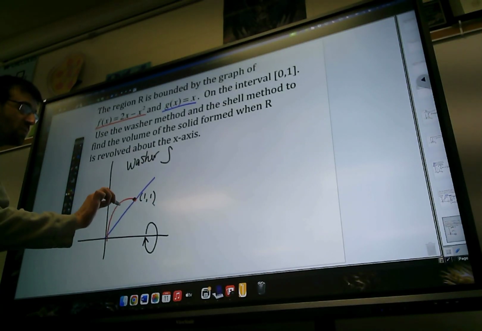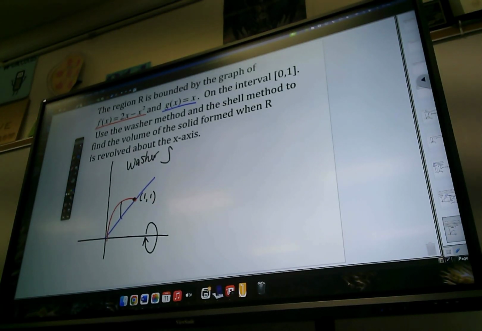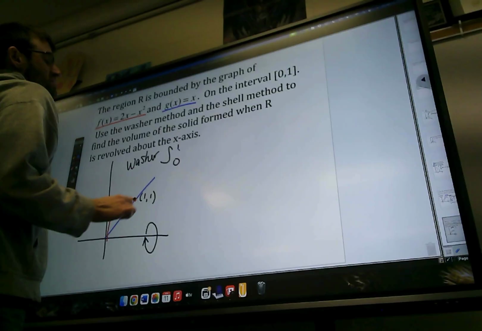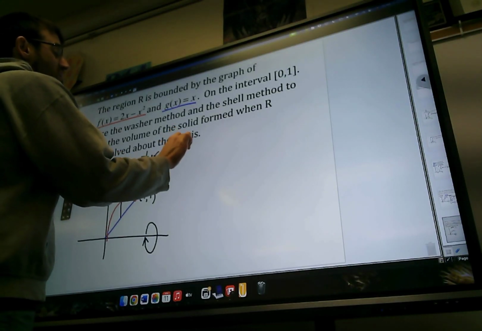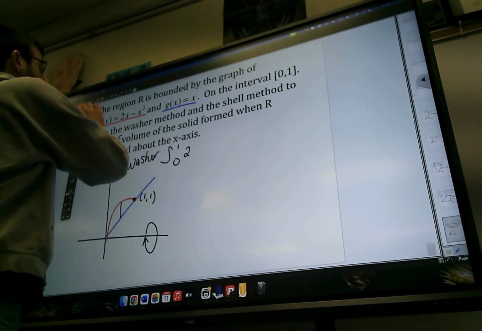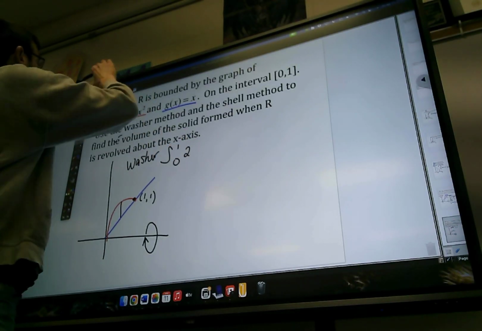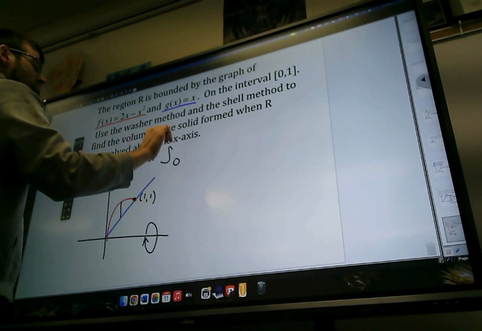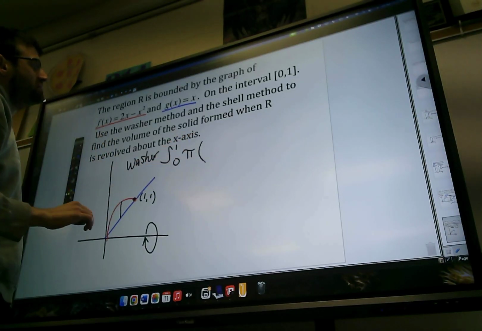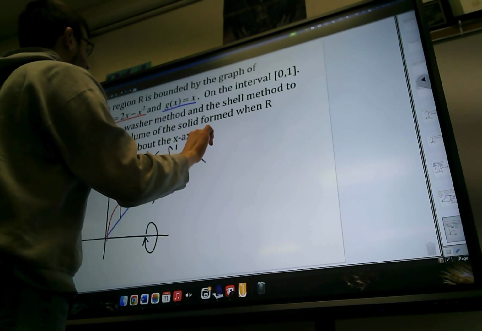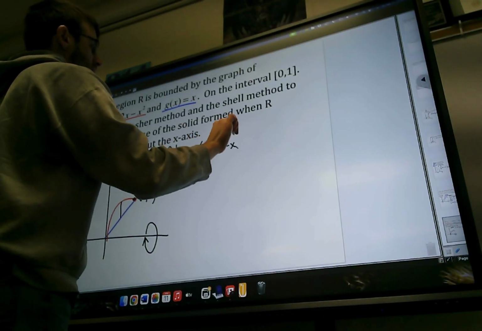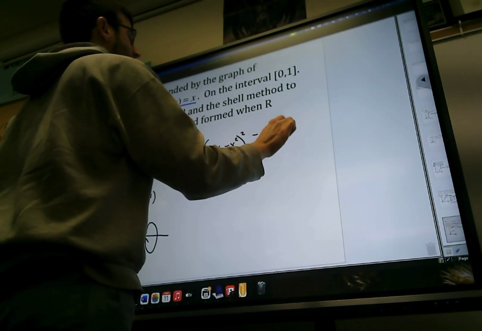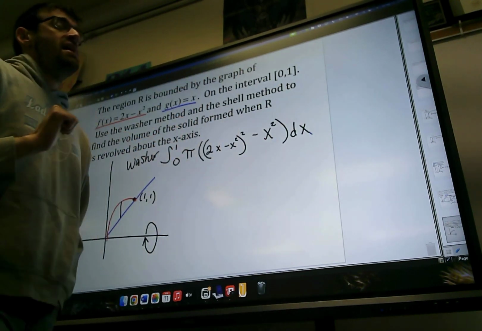So with washers, remember washers are perpendicular to the axis of revolution, so that is in terms of x. So I'm going to do top function minus bottom function. So that is going to be from 0 to 1 of, sorry, this one's just pi, of the top function, remember I need to square it, minus the bottom function, and that is dx.